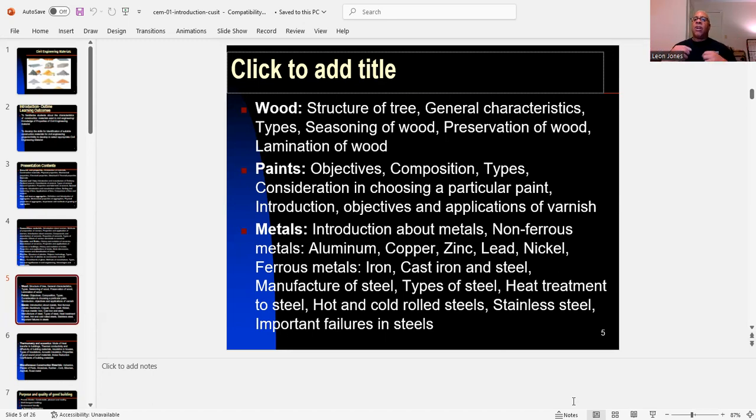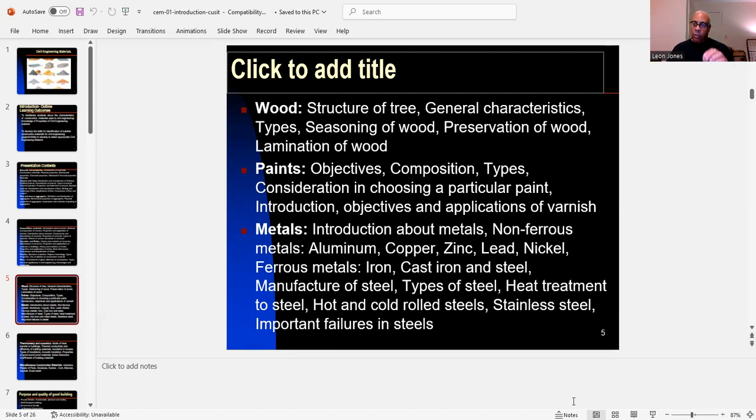Then you have your aluminum. Aluminum is very ductile. But when we deal with ferrous materials, there's cast iron, steel, types of steel, heat treatment of steel, hot and cold rolled steels, stainless steel, important failures in steels.